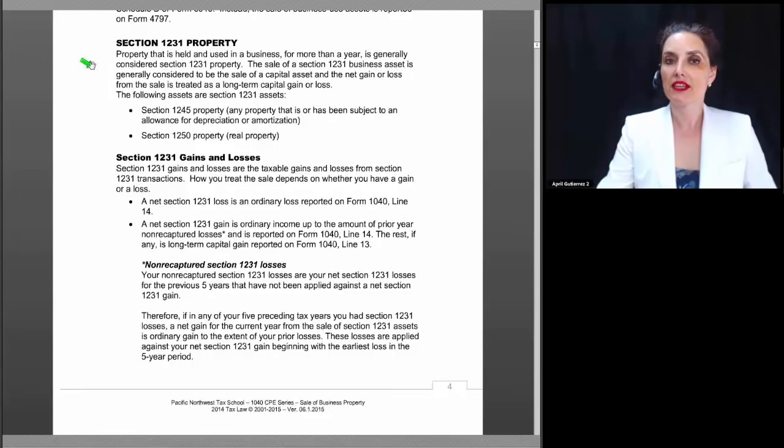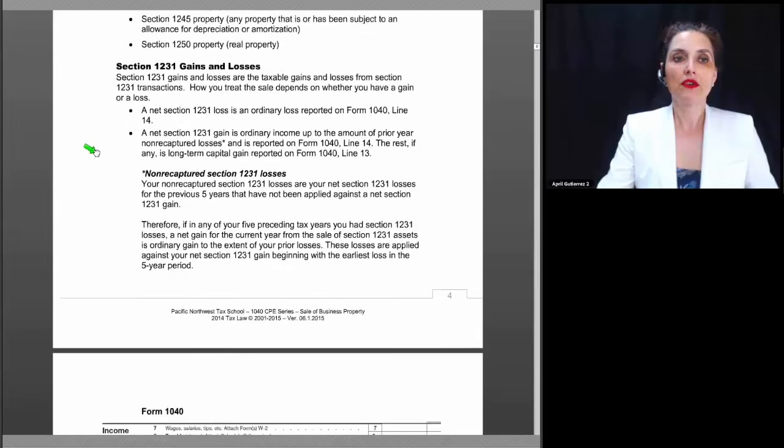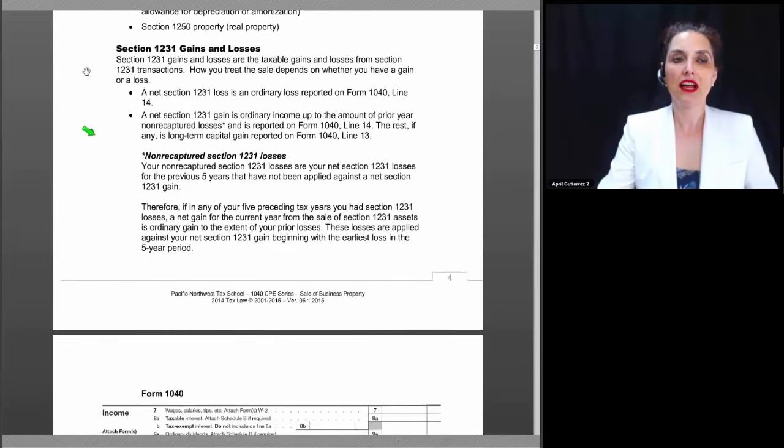The sale of a Section 1231 business asset is generally considered to be the sale of a capital asset, and the net gain or loss from the sale is treated as long-term capital gain or loss. And the following assets are Section 1231 assets. Section 1245 property, which is any property that is or has been subject to an allowance for depreciation or amortization, as well as Section 1250 property, which is real property. Moving on to Section 1231 gains and losses.